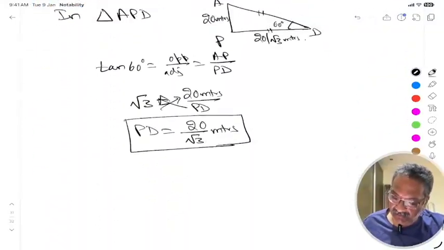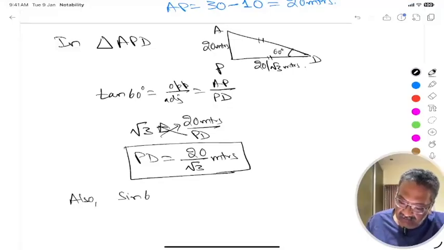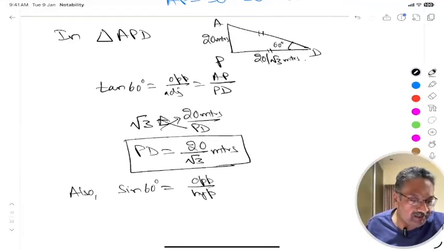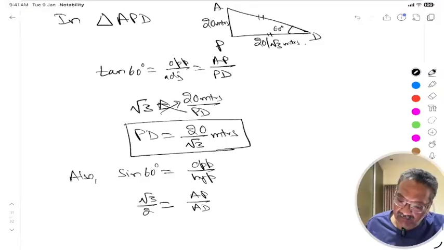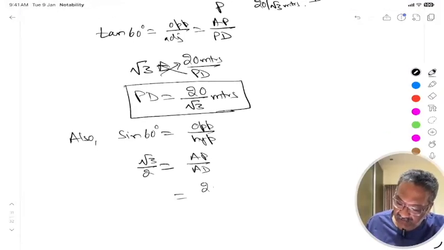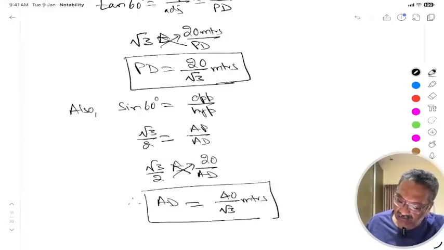I want AD also. So in the same triangle I will take sine of 60 degrees. Sine 60 degrees is equal to opposite by hypotenuse. What is sine of 60 degrees? It is root 3 by 2. So root 3 by 2 is equal to opposite, which is AP, by hypotenuse, which is AD. AP is known to be 20 meters. So 20 by AD is equal to root 3 by 2. Therefore, cross multiplying, AD is equal to 40 divided by root 3 meters. Okay, so we found AD.